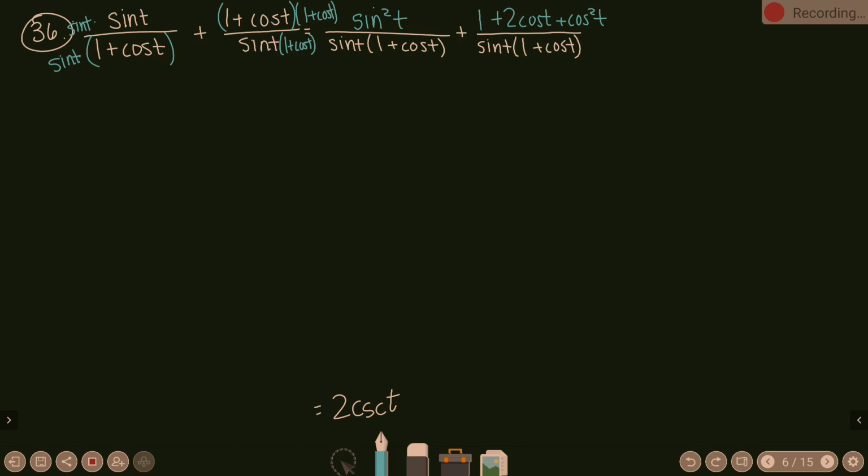Common denominator? Okay. I've got 2 fractions with the same denominator, so I'm going to write it together as 1 fraction. The denominator is sine t times 1 plus cosine t. Maybe I'll need to multiply that out eventually, but I have no reason to believe I'm going to. We'll see. Okay, numerator. I put this all together: sine squared t plus 1 plus 2 cosine t plus cosine squared t.